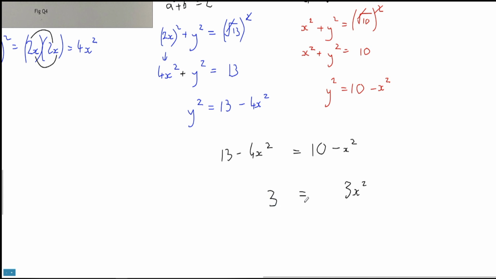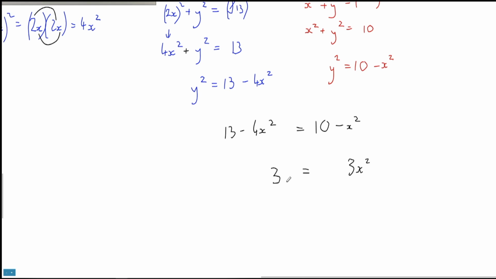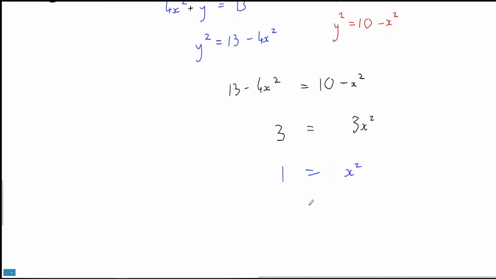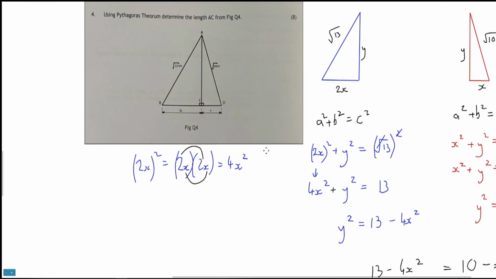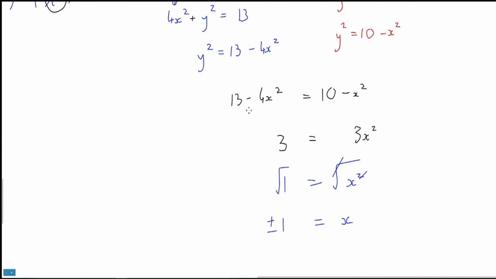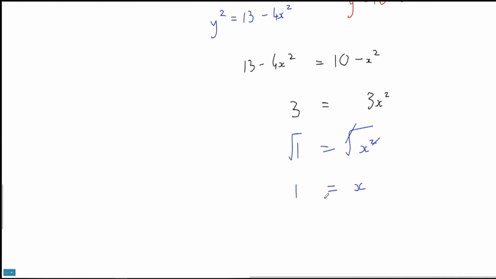I'm sorry if I did that a bit quick. Okay, then we're going to divide both sides by 3. We're going to get 1 is equal to x squared. And then we're going to square root both sides. The square root of 1 is just 1. And this is x. It's technically plus and minus 1, but it wouldn't make any sense in our diagram to have negative distances, so we keep the positive version only. So x is equal to 1. Wow, that was exciting, right?